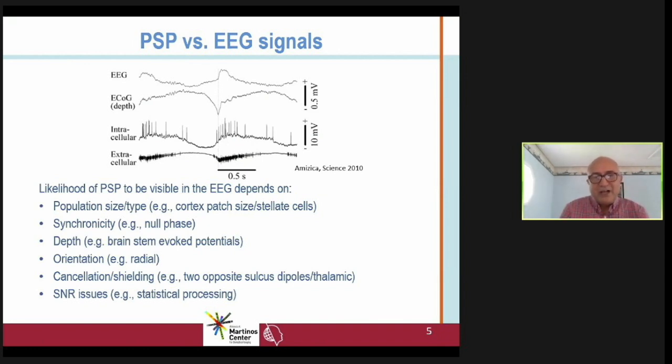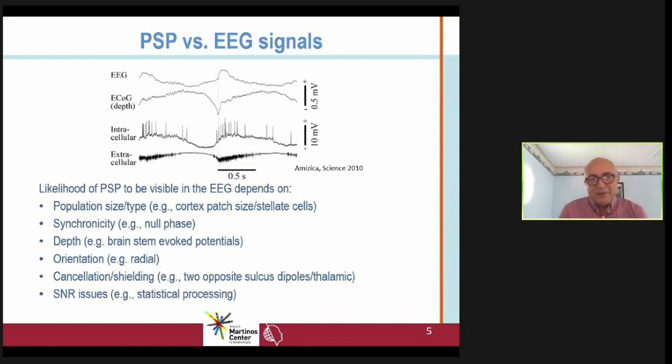Well, it depends really on the population size. A basic rule of thumb is that a patch of cortex of at least 5 millimeter by 5 millimeter has to be activated in order to be seen, and also not all the neurons are visible. For instance, stellate cell activity is very hard to see. The other thing, as we heard from Dora's presentation, is that we can only pick up signals that are highly synchronous with each other.